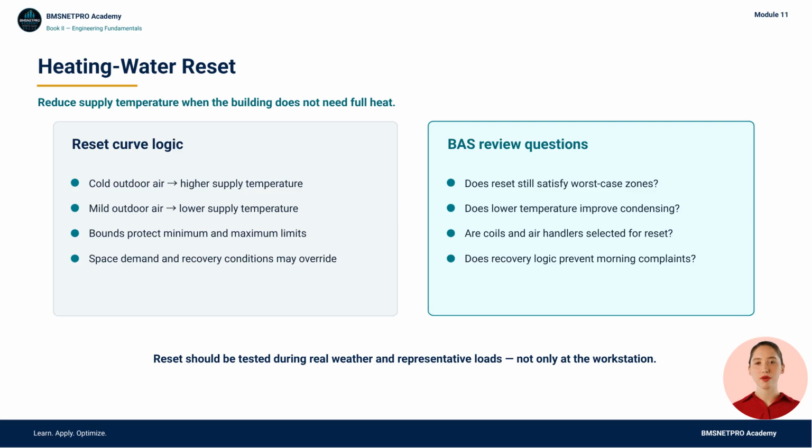Heating water reset lowers supply water temperature when the building does not need full design heat. This can reduce distribution losses, improve condensing boiler performance, and reduce overheating. But reset must be bounded and tested. If the reset temperature is too low, critical zones may not recover, coils may underperform, and operators may override the sequence. A strong BAS review asks, which zones prove the reset is acceptable, what is the recovery strategy, what are the minimum and maximum limits, and how does the reset affect boiler efficiency?